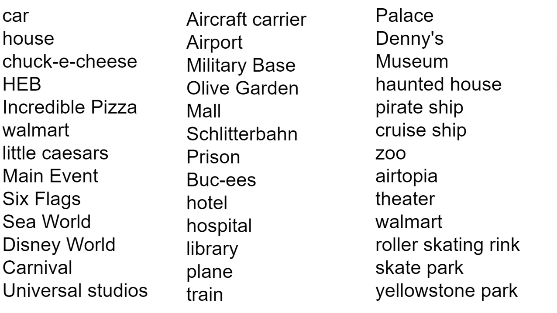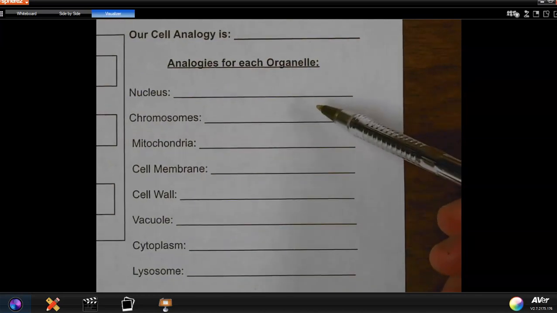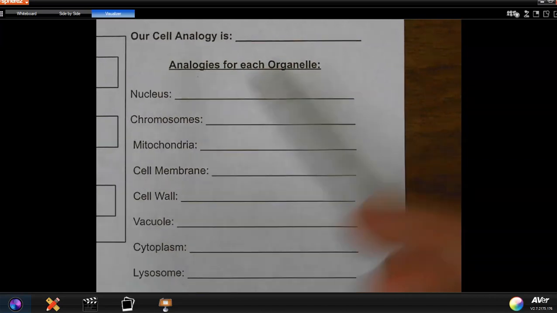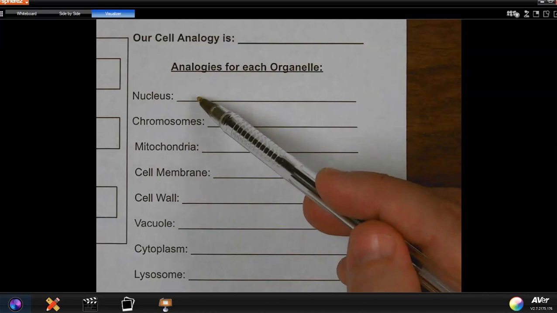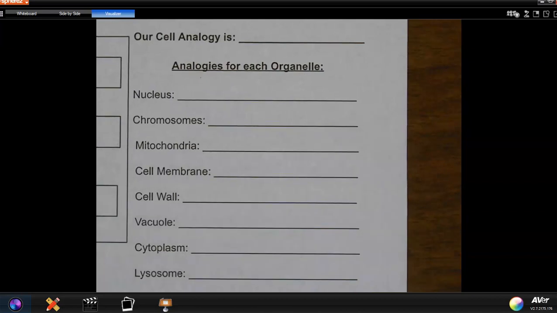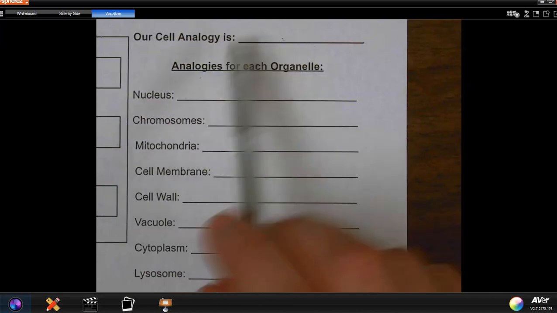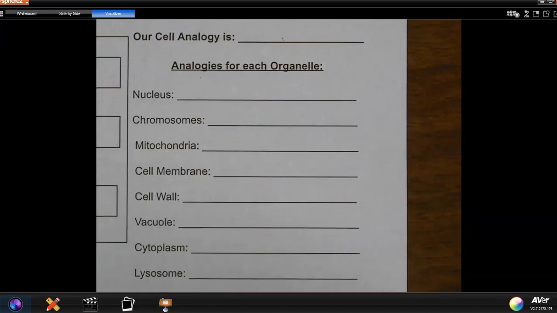Once you've made a decision, you are then going to be writing down what your comparisons are, your analogy for each organelle. So for example, if mine was school, if you remember correctly, our nucleus was the front office because the front office is the command center. Okay? So you're going to go through each one and make a decision. What is the best comparison in my cell, whatever I picked as my cell, that does the same job as the organelles that I picked?